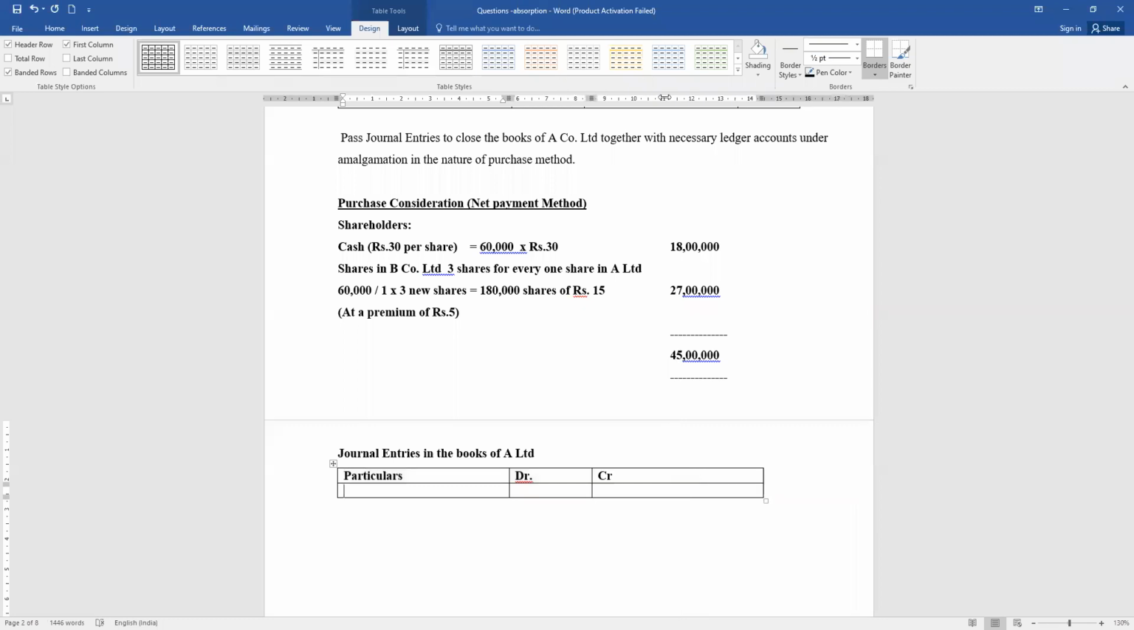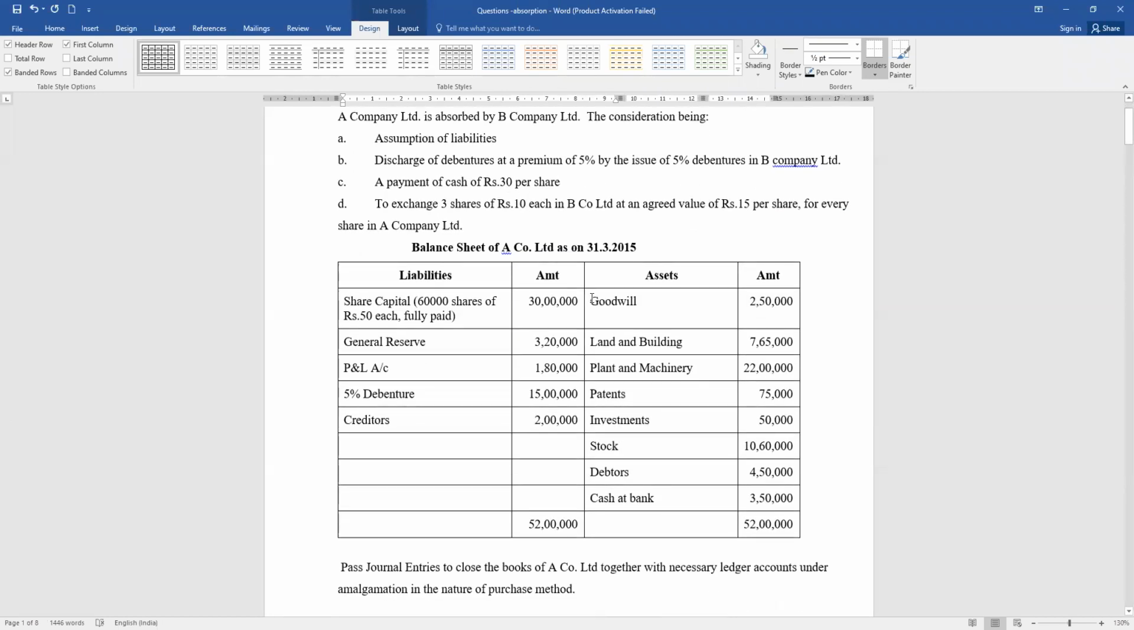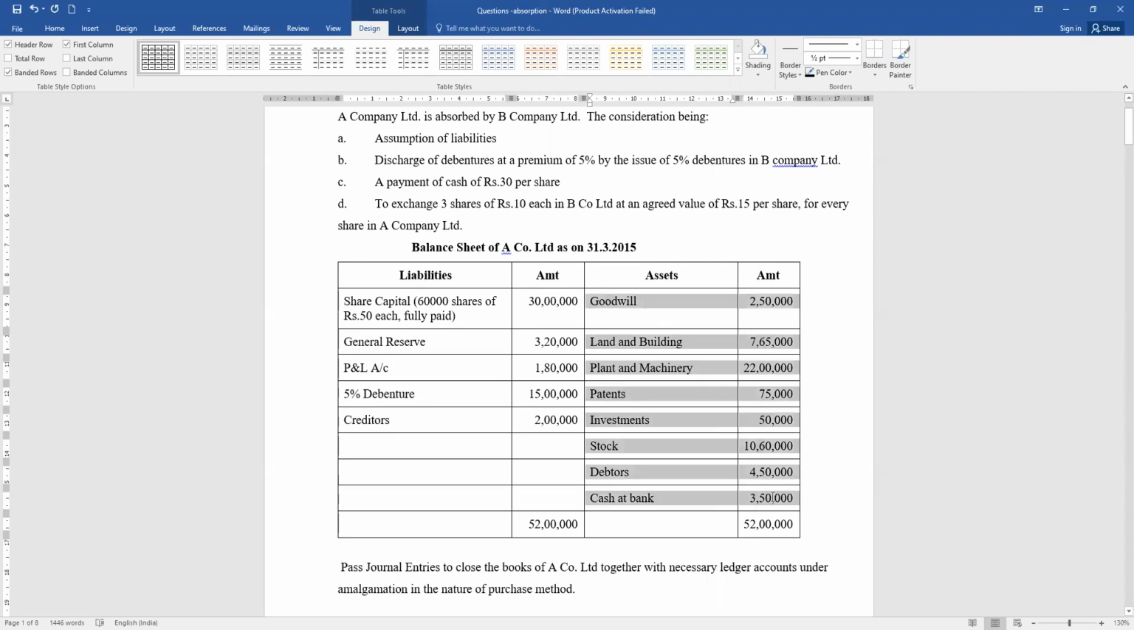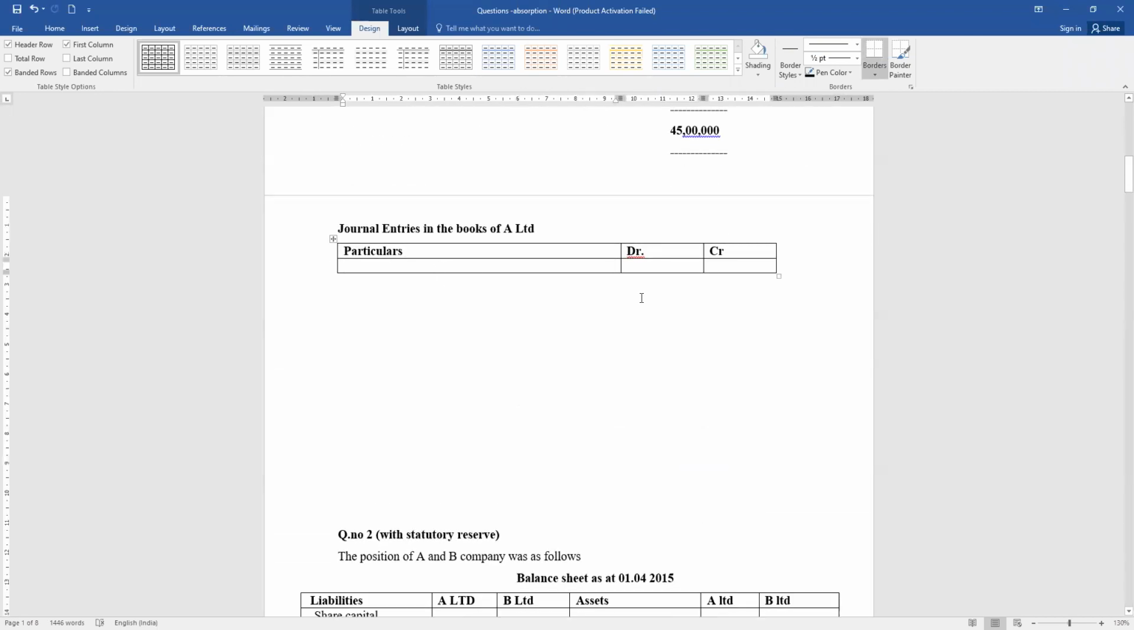Now you can start. What is the first step? Always the first step should be to transfer all the assets. Whenever you are transferring the assets, you should transfer at book value only. So what are the assets we are having? Goodwill, land and building, plant and machinery, patents, investment, stock, debtors, cash. Everything we are going to transfer. So when you are transferring, what is the journal entry? Usually assets are on the debit side, so you are going to transfer on the credit side.